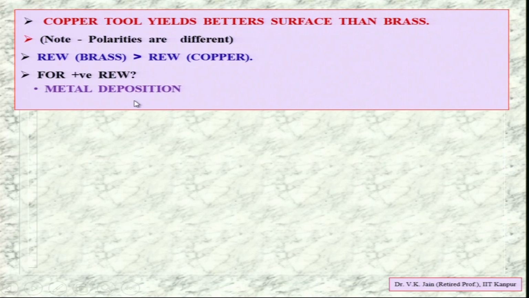cathode or the tool, whatever material is being removed from the anode, that is the workpiece, part of it may get deposited on the tool. So, metal deposition may take place, and then the relative electrode wear may be positive rather than negative. Still no satisfactory explanation is available why relative electrode wear in the case of brass is more than relative electrode wear in the case of copper.